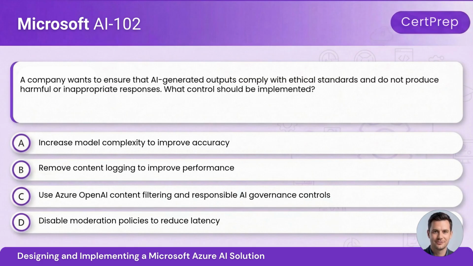Question number 5. A company wants to ensure that AI-generated outputs comply with ethical standards and do not produce harmful or inappropriate responses. What controls should be implemented?